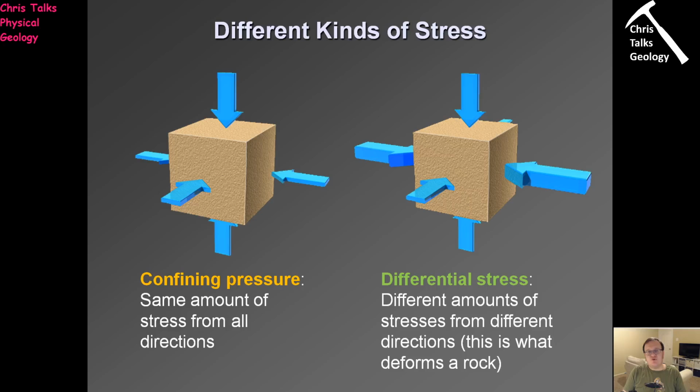So in order to deform rocks, we need a differential stress. So if our rock is in an environment where it's under a confining pressure, so the forces are equal in all directions, our piece of rock is just going to sit there. Nothing's going to happen to it. However, if we want to start deforming our rock, we need to get our rock under a differential stress, and so we need to have greater forces coming from some direction to begin to make our rock deform.